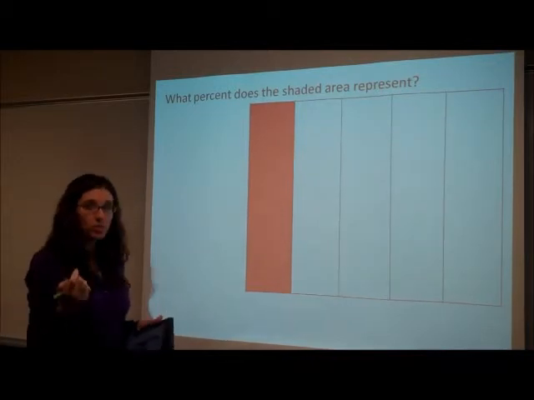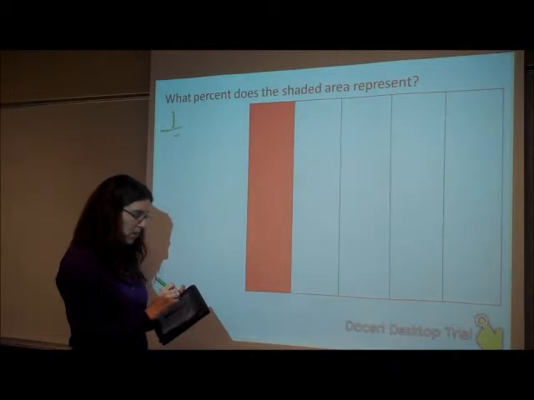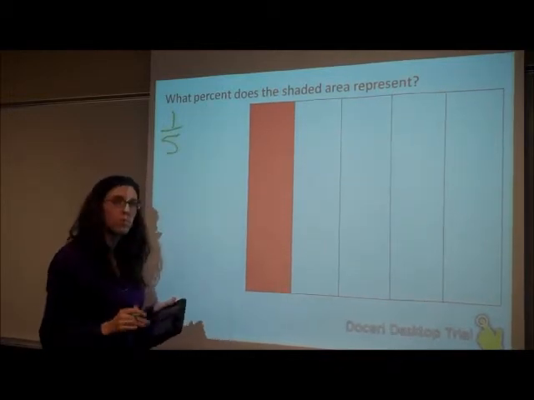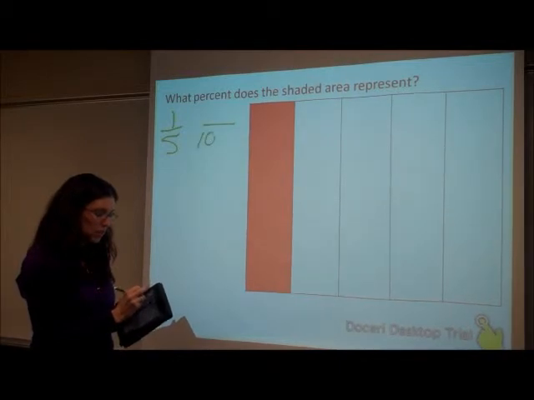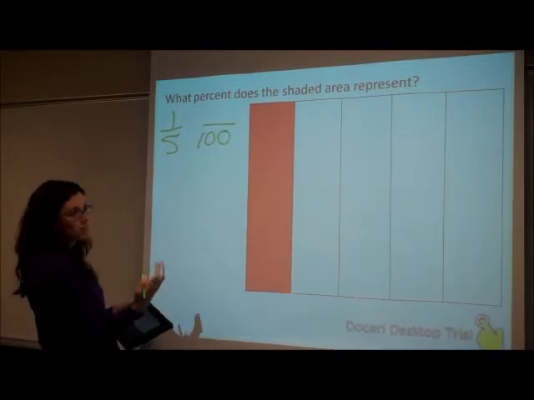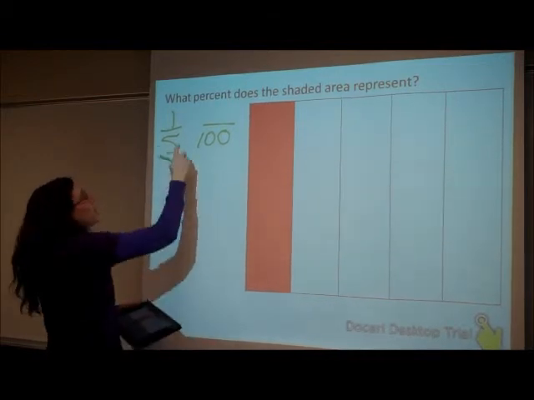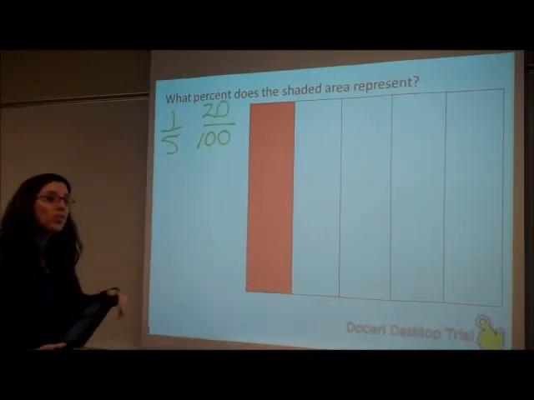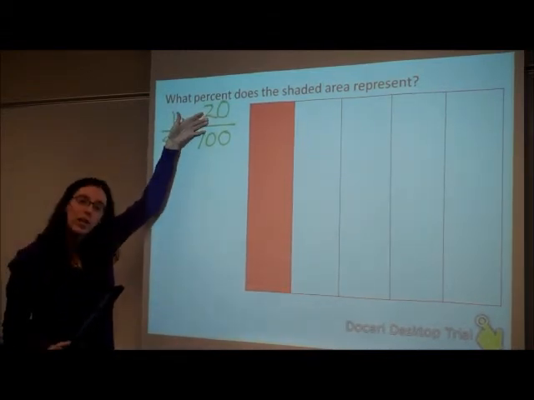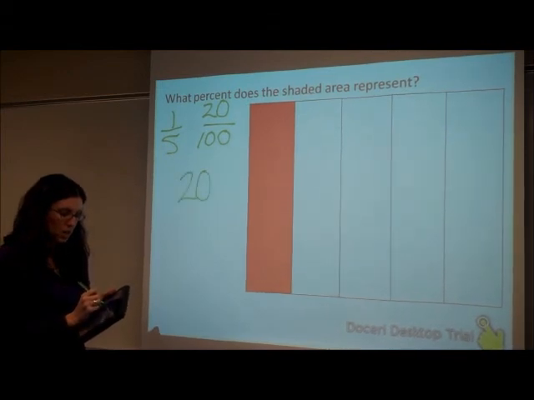Writing a ratio, we said that we had 1 out of 5 filled in. Now, we want to rewrite this as a ratio out of 100. Percent's always out of 100. Well, 5 times 20 gives me 100. So I want 1 times 20. So an equivalent ratio to 1/5 would be 20 over 100, which means 20%.